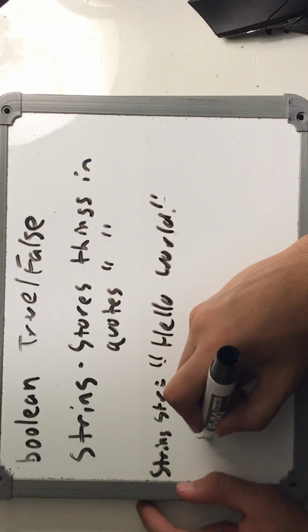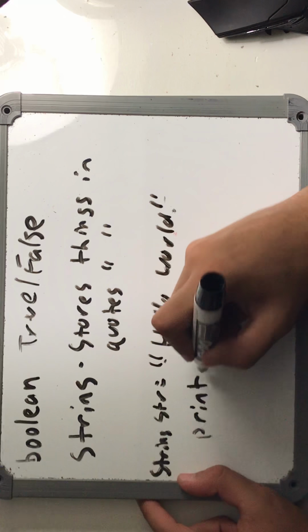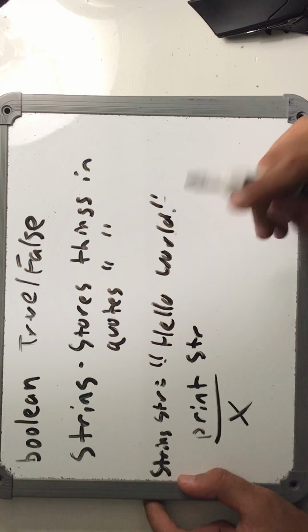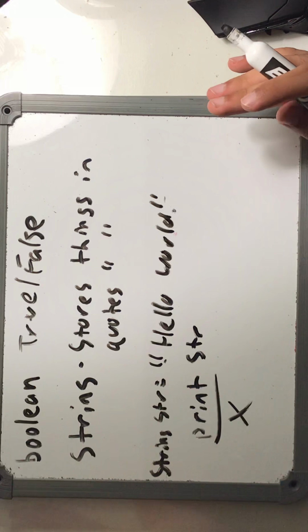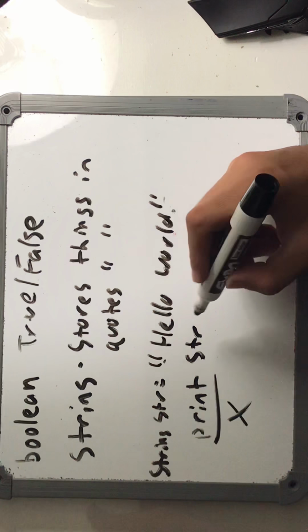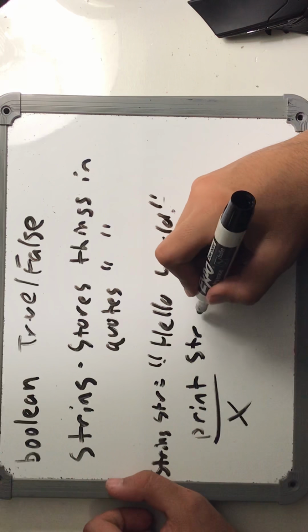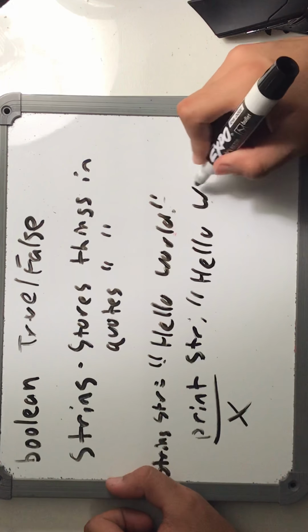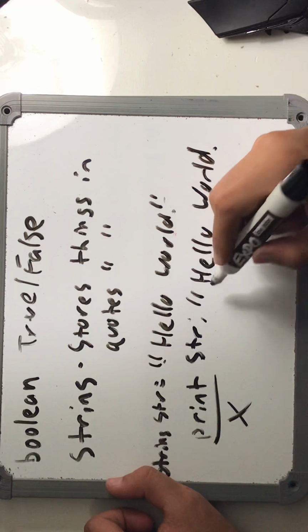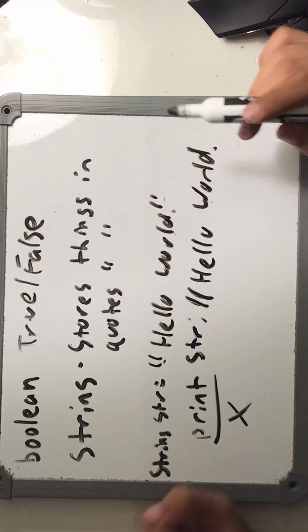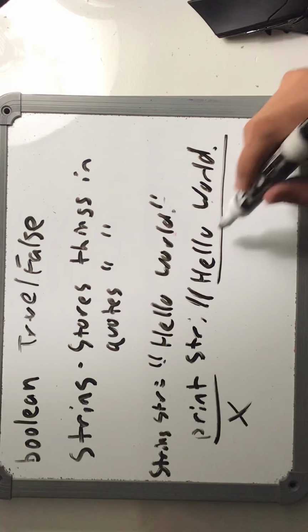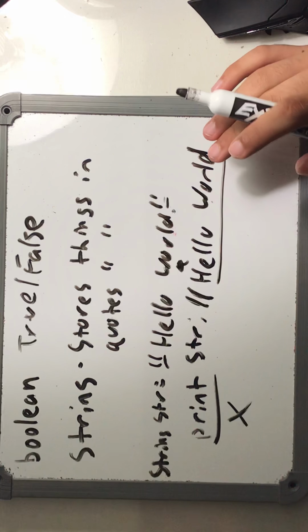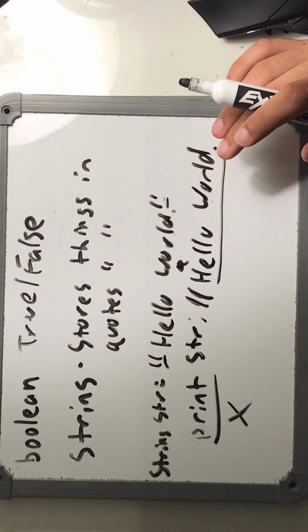Now if you want to print str, this is not how you actually print things in Java. There's actually another way of doing it, but for simplicity's sake, I'm just going to write print. If you want to print str, it's actually going to print hello world without the quotes. Remember, this is what's being stored in the quotes. These quotes just signify that it's going to be a string. And that is basically it.